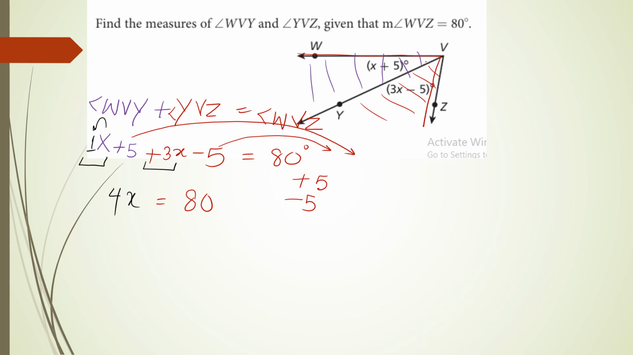Now x is multiplying, 4 is multiplying with the x, so get rid of this 4 by dividing both sides by the 4. 4 and 4 cancel. X equals to 20. 80 divided by 4 gives you 20.